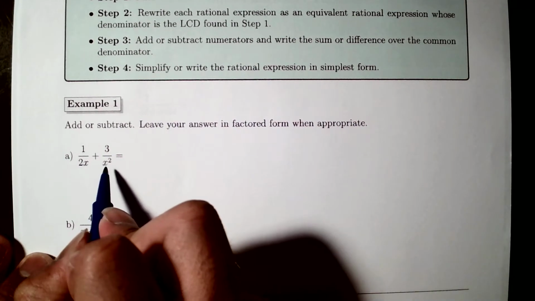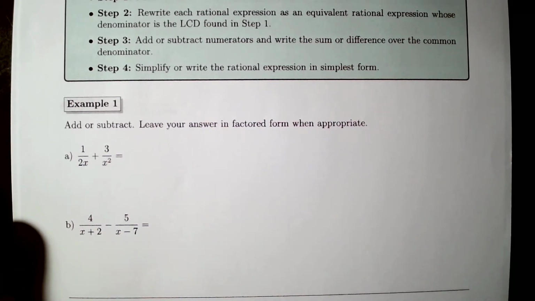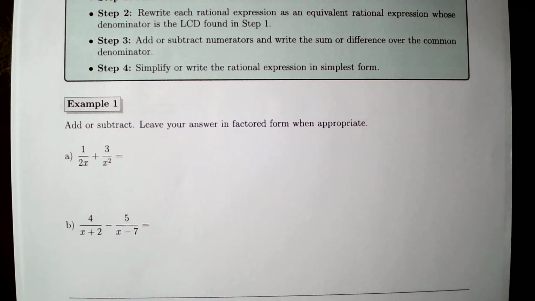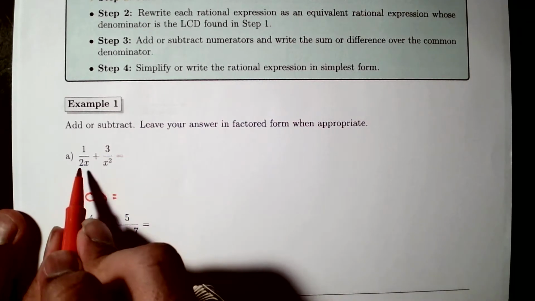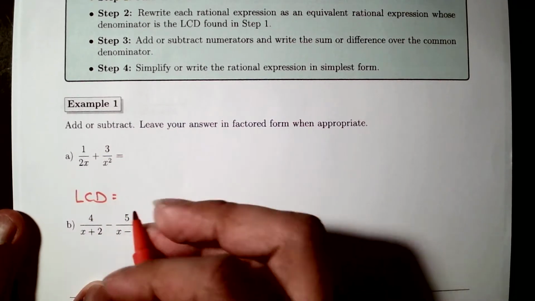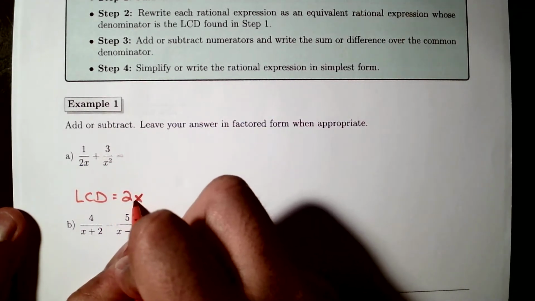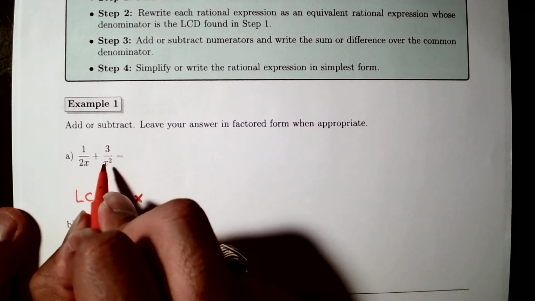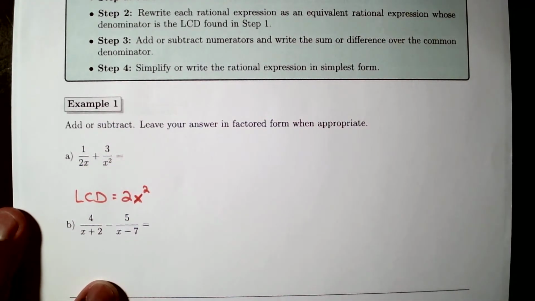So we have 1 over 2x plus 3 over x squared. Let's find the LCD first. So the LCD will be, notice we have factors of 2 and factors of x. But if you look at the powers of the factors of x, we have x to the first power and x to the second power. So the highest power wins.